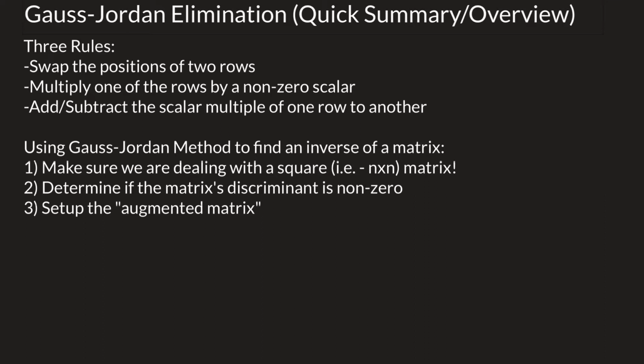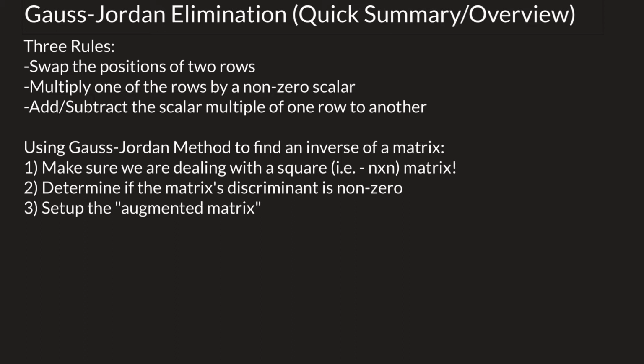Okay, so once we determine it's a square matrix, we're going to have to figure out what the actual discriminant is, right? If you remember, it tells us whether or not we are able to find an inverse, and ultimately whether we're able to solve the systems of equations. So if we determine that the discriminant is non-zero, then we're able to proceed and say, okay, great, let's use the Gauss-Jordan elimination method and move forward to find our inverse. Which brings us to step 3.